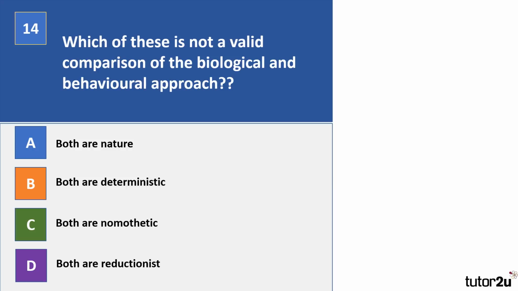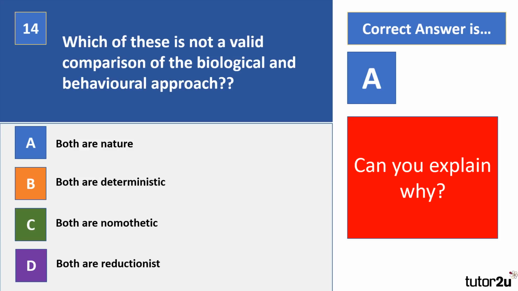14. Which of these is not a valid comparison of the biological and behavioural approach? Got A, B, C and D, and pause your video. Okay, the correct answer here is A, both are nature. Obviously they're not. So let's have a look at these.